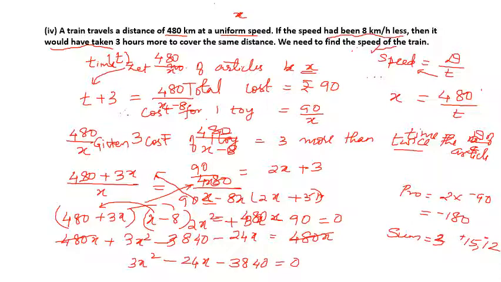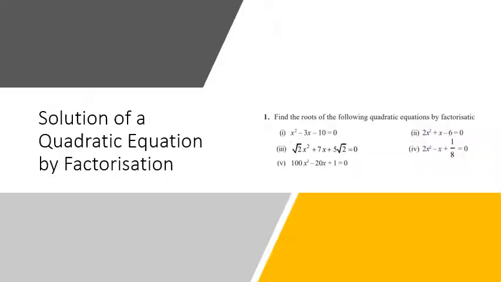3 is common. You can divide throughout by 3. So this equation will become, when you divide throughout by 3, x square minus 8x minus 1280. Okay. So that will be our equation, minus 1280. This will be our required equation. Okay. So children, let us start with the splitting the middle term method, and let us see how it comes.